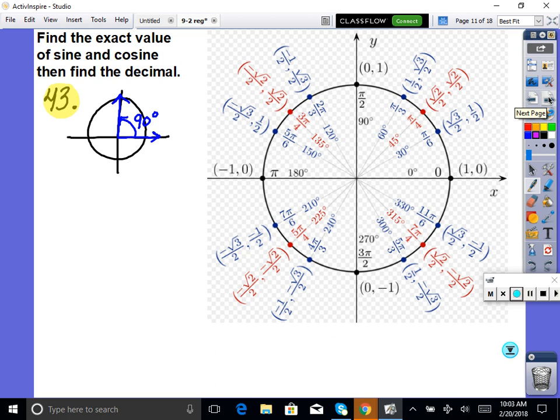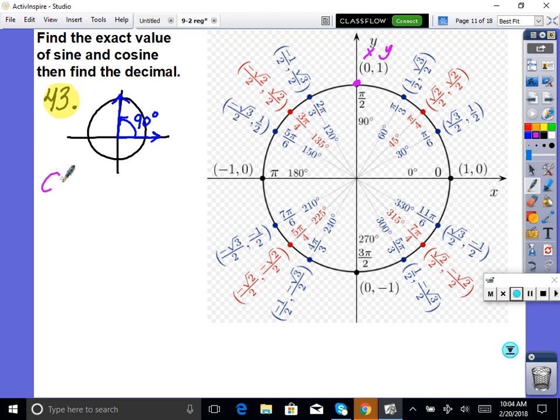So let's start using this. It's really quite easy. These are the exact values. This unit circle allows us to find exact answers, not decimal answers. Find the exact values of sine and cosine of the angle. So 43 says, find the sine and cosine of 90 degrees. So let's find 90 degrees. Boom. Here's my xy point. Cosine's x, sine is y. So this is how you'd write it correctly.